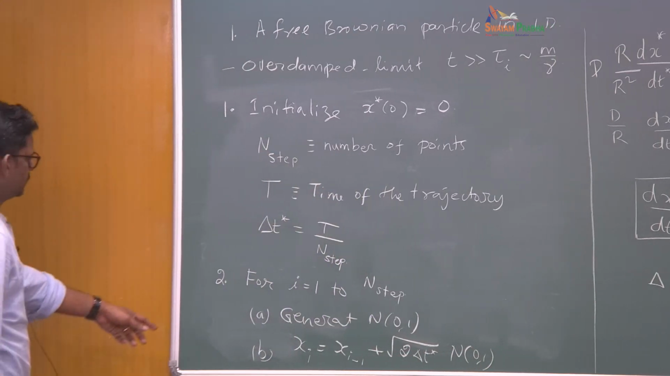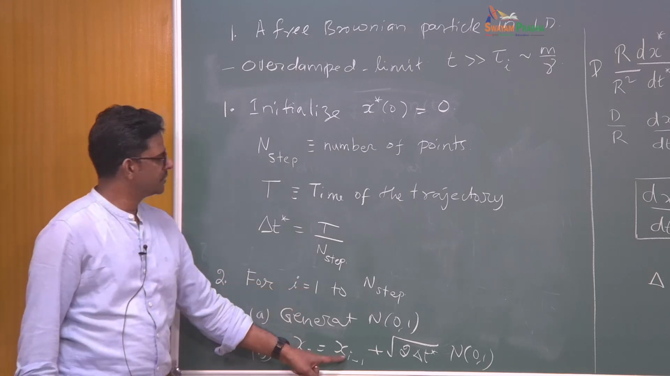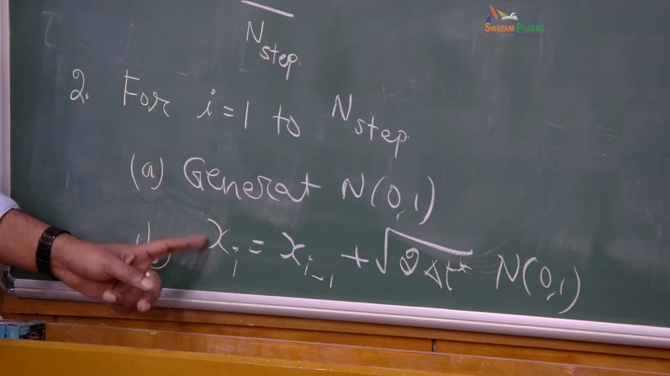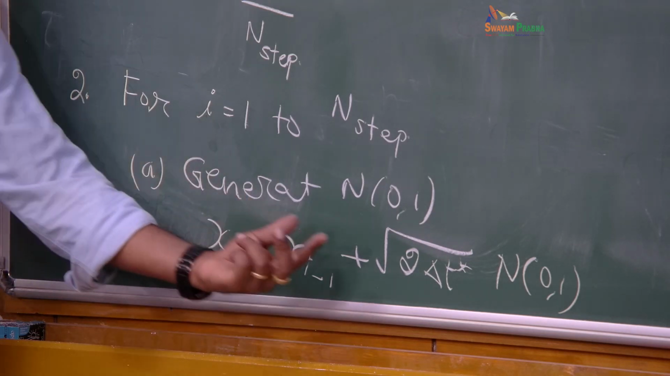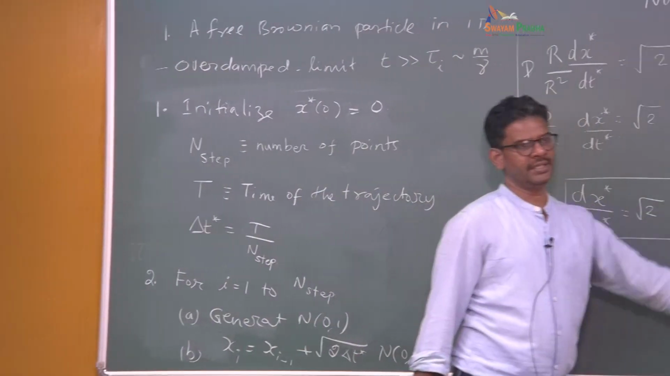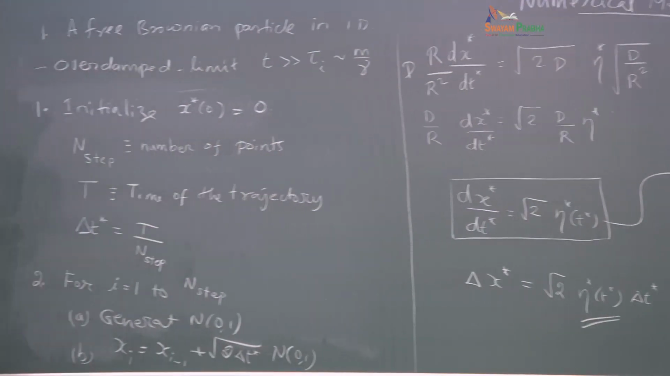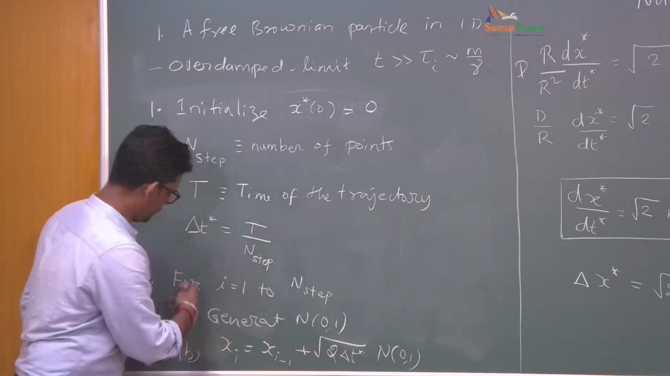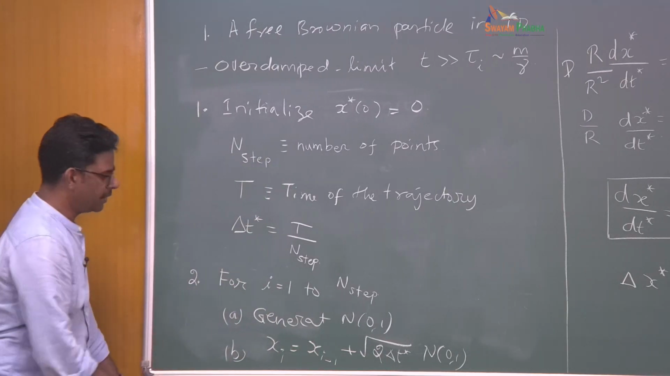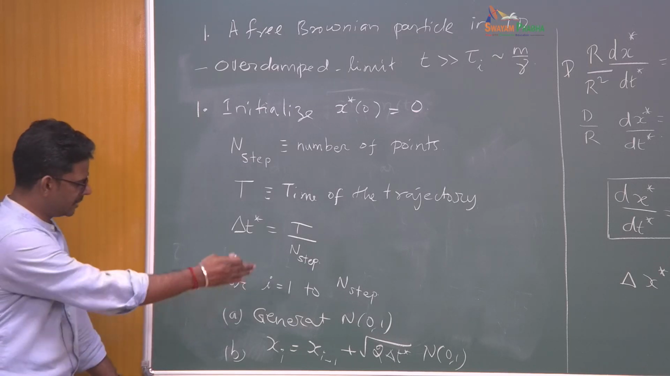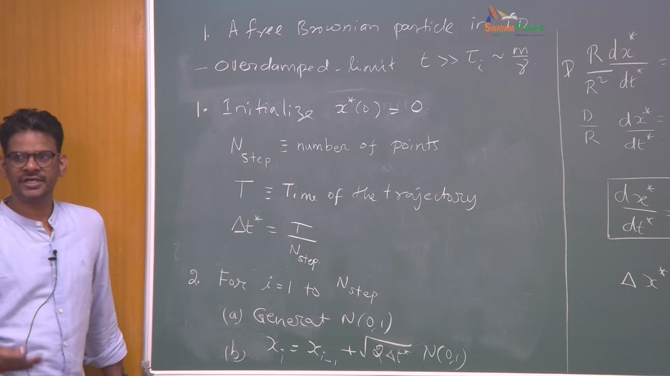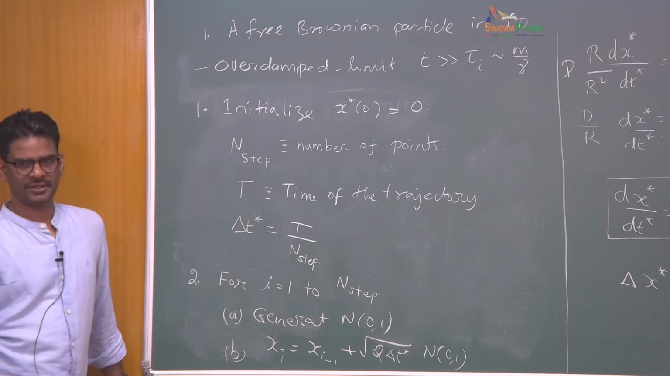When i is equal to 1, you use the initial position mentioned here. When i is equal to 2, you write x2 is equal to x1, the previous position, plus this term, which is the delta x, the increment in the x position. This loop is executed n step times, and at the end of the for loop you can plot x versus t. Then you have generated a trajectory of a Brownian particle.